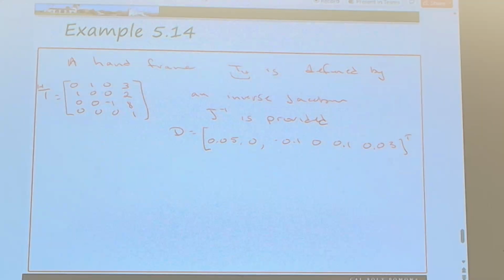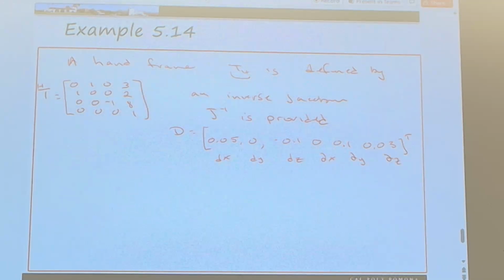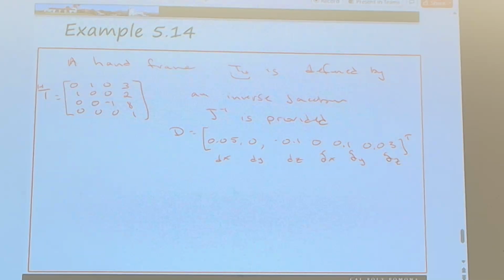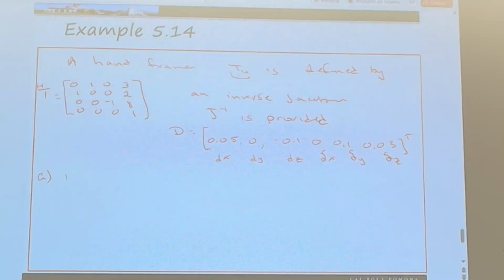And I wrote it out, so I'll just stick a transpose on it. So again, this is my dx, my dy, my dz, my delta rotation about x, my delta rotation about y, and my delta rotation about z. I probably should put that little squiggly thing on the top too. So those will go partial. And so the first question that's being asked is, find the joint space differential motions.